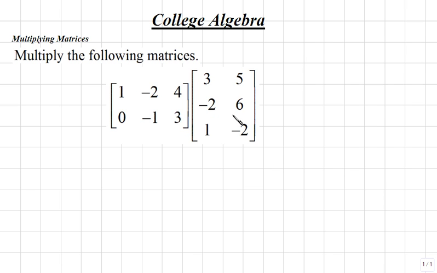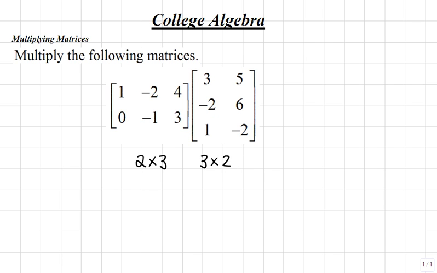To multiply these matrices, let's first determine if we can multiply these matrices together. So, describing the dimensions of our two matrices, our first matrix has 2 rows and 3 columns. So we'll describe this as a 2 by 3 matrix. Our second matrix has 3 rows and 2 columns. So we'll describe this as a 3 by 2 matrix.